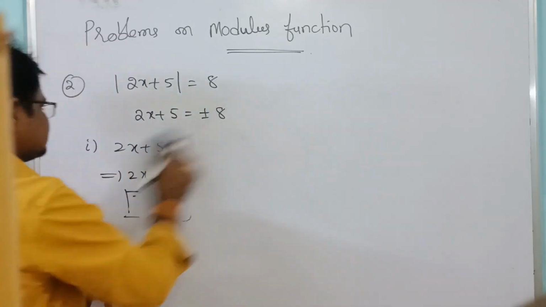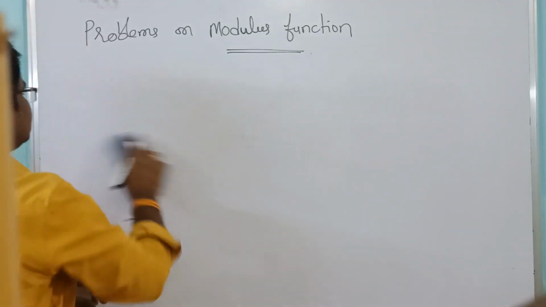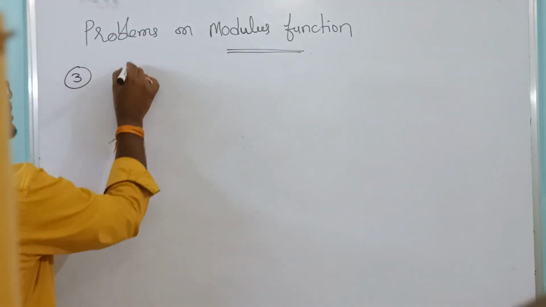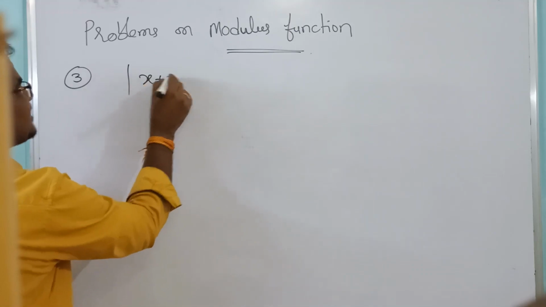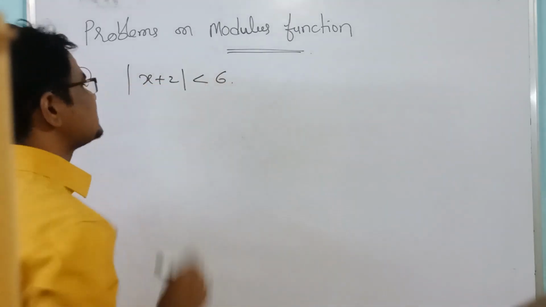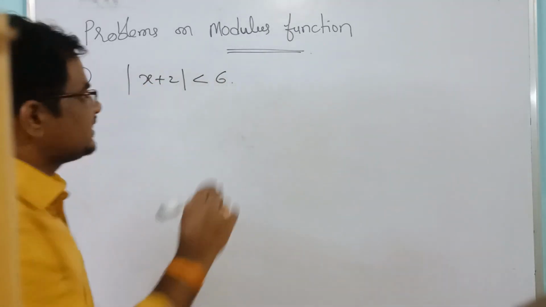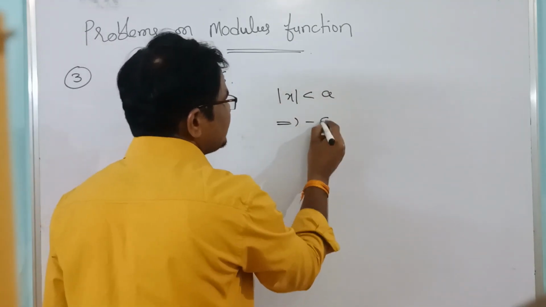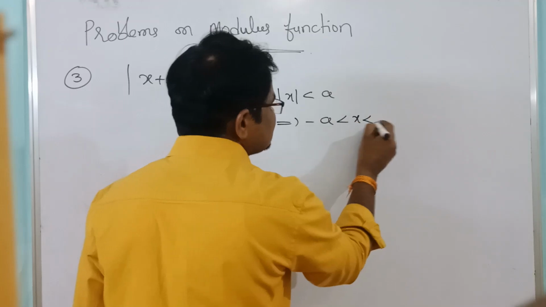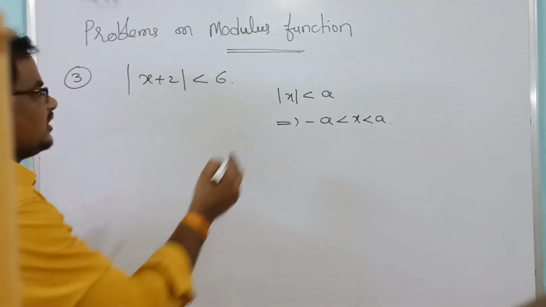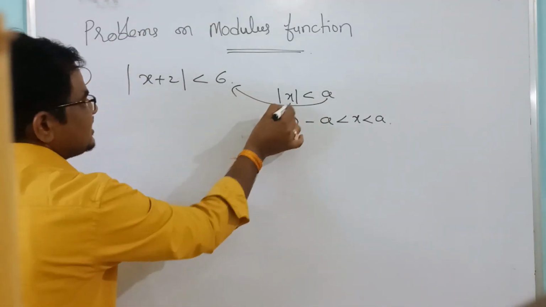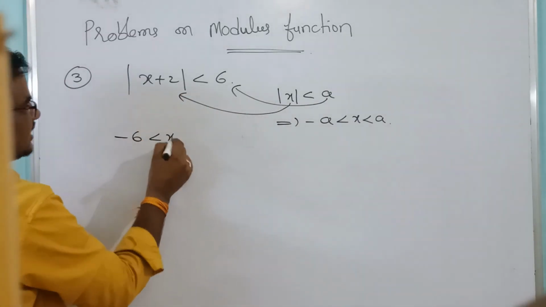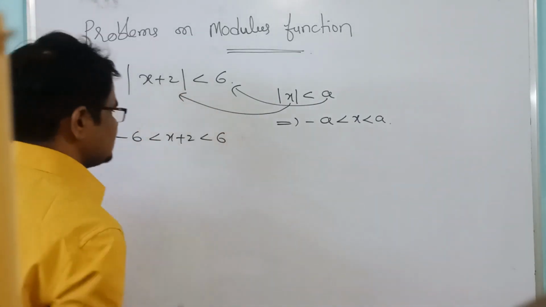Next, the third one: modulus of x plus 2 less than 6. It is in the form of mod x less than a. That implies we write it as minus a less than x less than a. In place of a, 6 is there, and in place of x, x plus 2 is there. Now minus 6 less than x plus 2 less than 6.